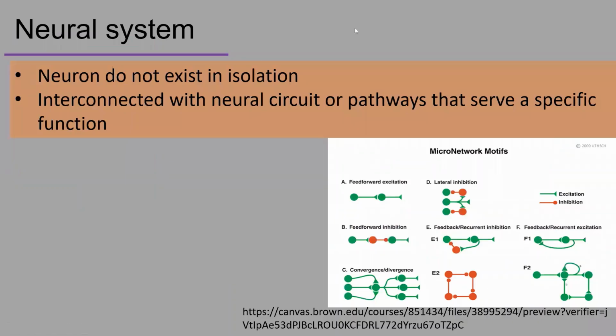Neurons do not exist in isolation. They are interconnected with neuronal circuits or pathways that serve a specific function. So neurons don't remain in isolation; they are interconnected to each other for some specific function.